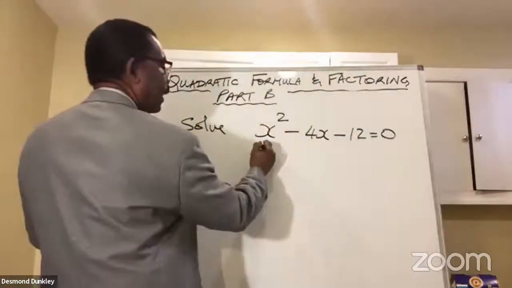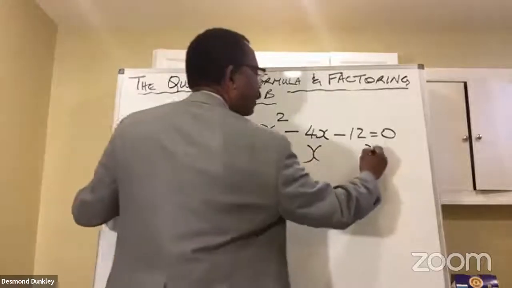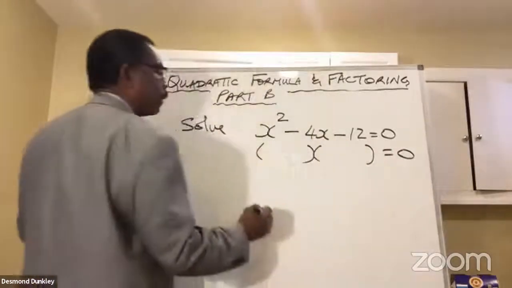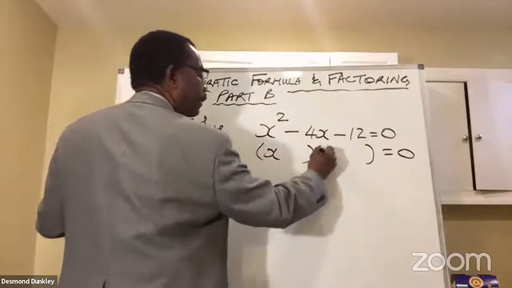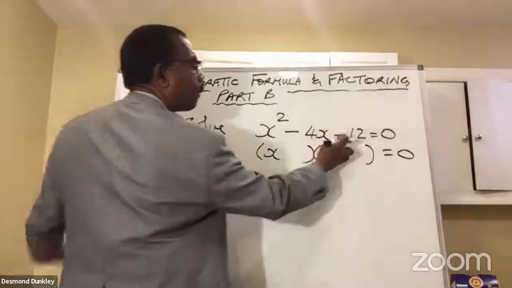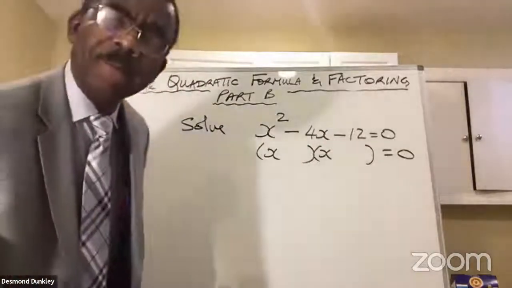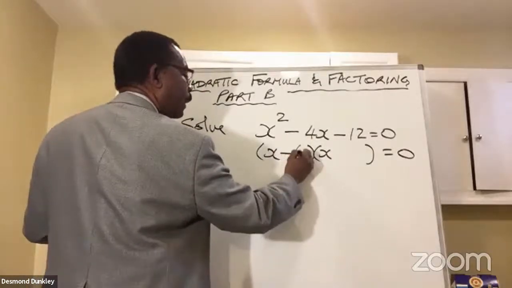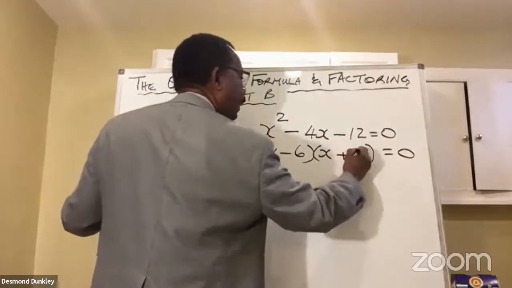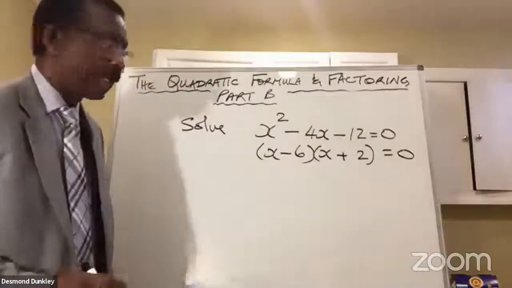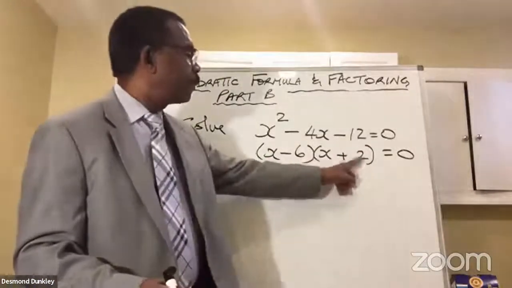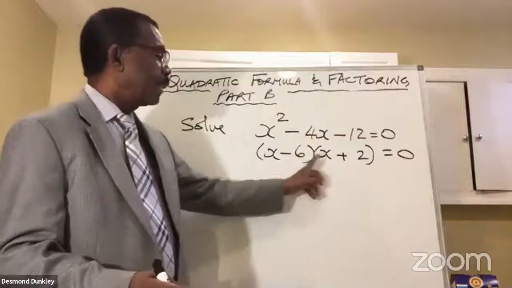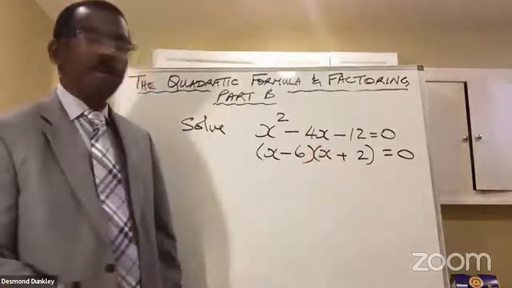We realize that this could be factorized as x and x, and what two numbers multiply to give us negative 12 and add to give us negative 4? I think we could see negative 6 and positive 2. Let's check. Negative 6 times positive 2, negative 12. Negative 6 plus 2, negative 4.